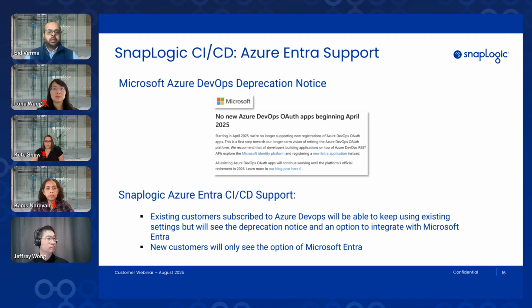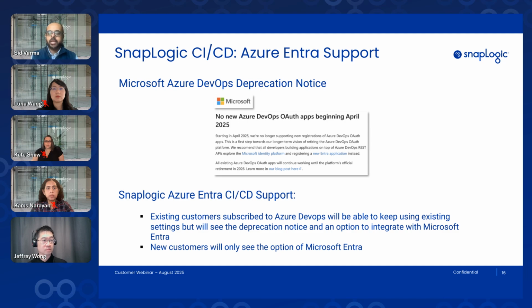So we introduced a new Git provider called Microsoft Azure with Entra ID to replace Microsoft Azure DevOps repository. This new feature does not cause your existing Azure DevOps integration with SnapLogic to fail. But essentially, earlier this year, Microsoft discontinued registering new Azure DevOps OAuth users in favor of Microsoft Entra ID, and that's the notification that you're seeing on screen.